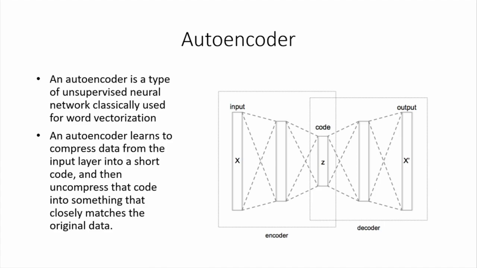Basically, the autoencoder is an unsupervised neural network that is classically used for word vectorization. The method is that it learns to compress the data from the input layer into a short code, and then it does a reverse operation to uncompress that code into something that closely matches the original data. And then if you use a code that was trained during the process, it gives you a right estimate of a vector that actually encompasses a meaningful representation of the process itself.